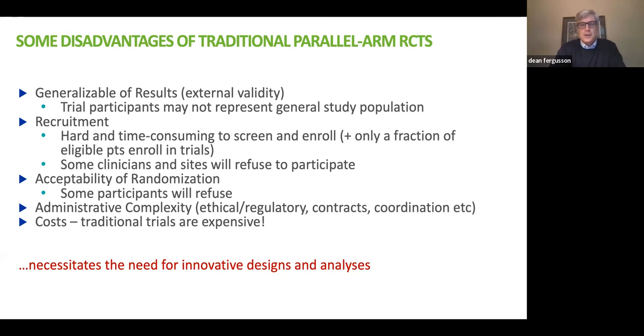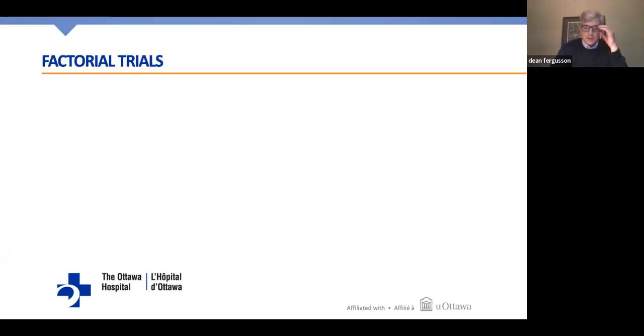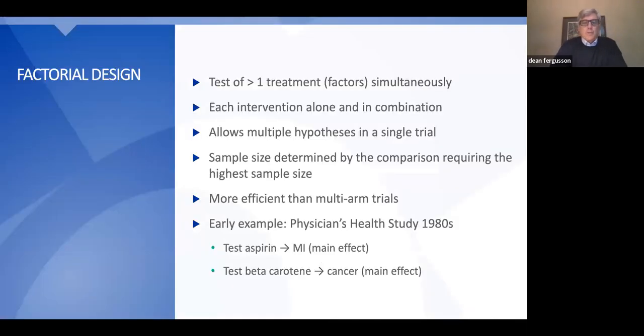So all those costs and the complexity have necessitated the need for innovative designs and analyses, and so I'll walk you through some of those now. The first one is factorial trials. Factorial trials are where we test more than one treatment. And that's where the name factorial comes from, the intervention is a factor. It tests more than one treatment or intervention simultaneously.